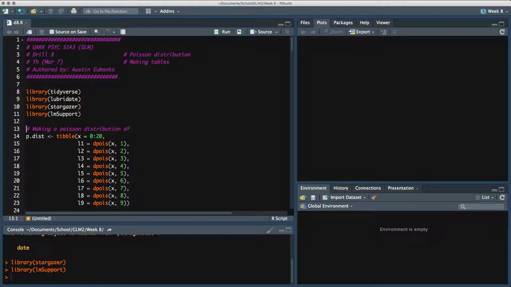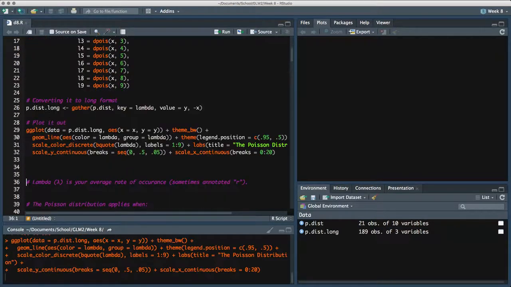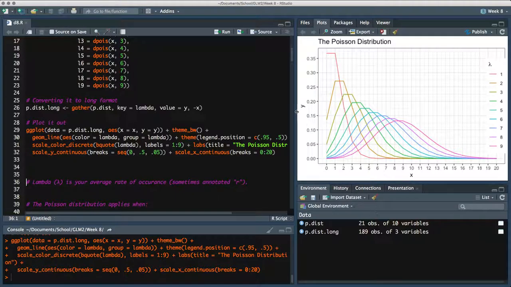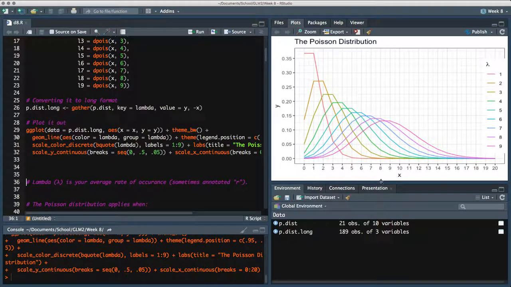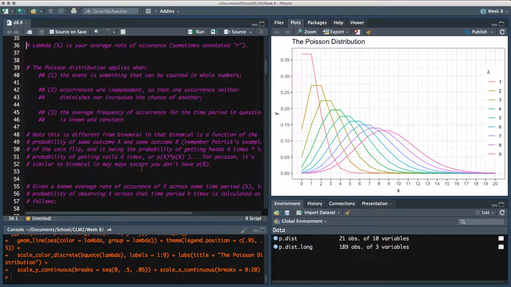And so this first bit of the script, you don't need to worry about, just run through it, because basically it's just making this plot that we'll talk about. And so for the Poisson distribution, this is what the graph looks like.